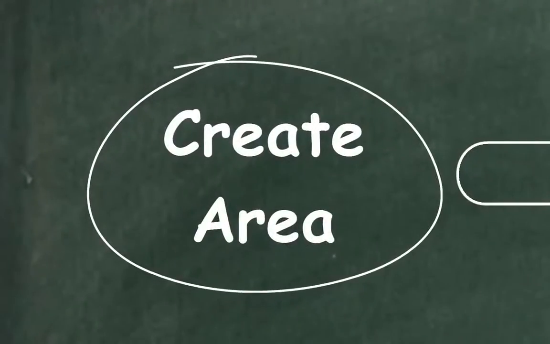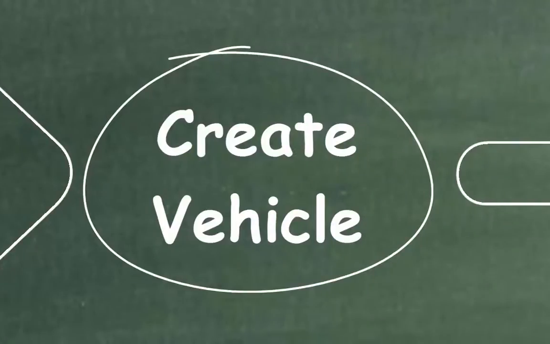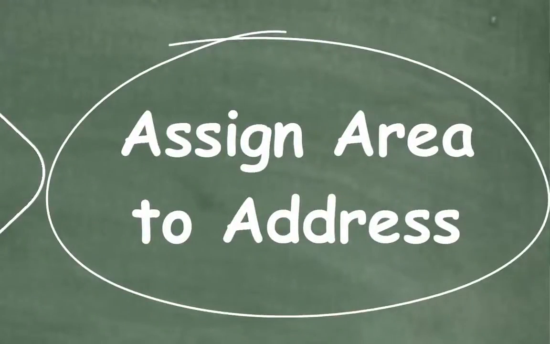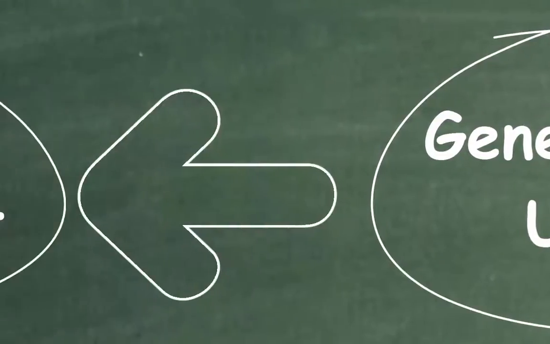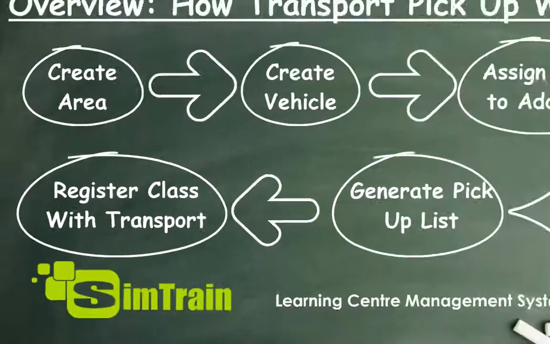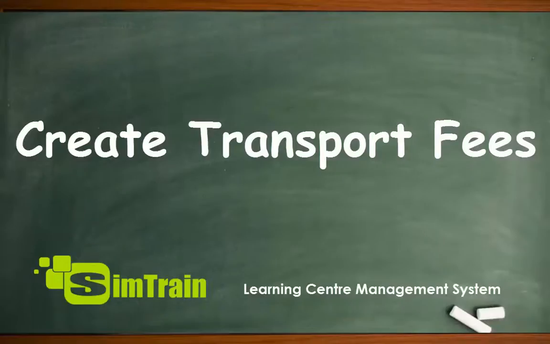Firstly, you need to create an area, then create the database for the vehicle. After that, assign the area to the student's address. Next, register the class with transport. Then last but not least, generate the transport pickup list. So the pickup list needs a few preset data before you can generate the report.